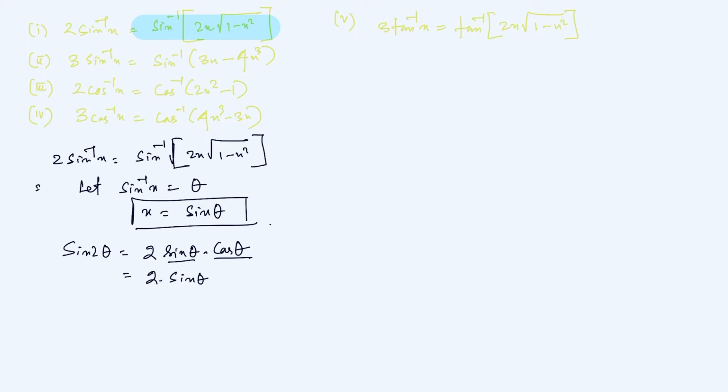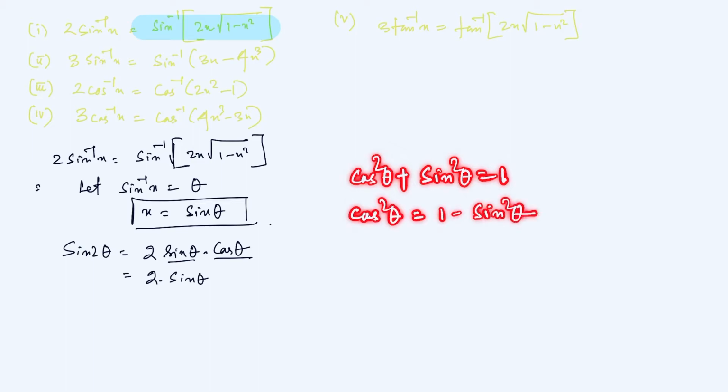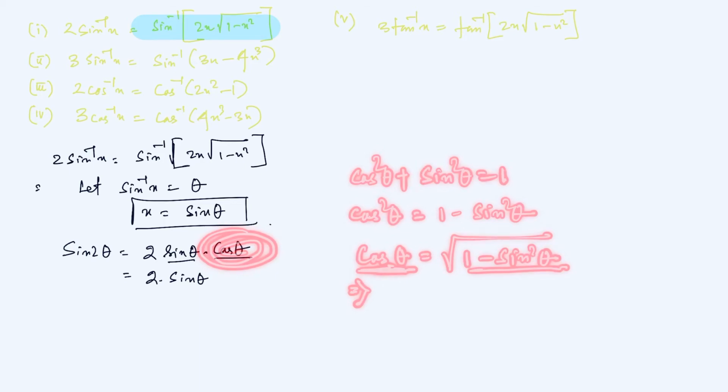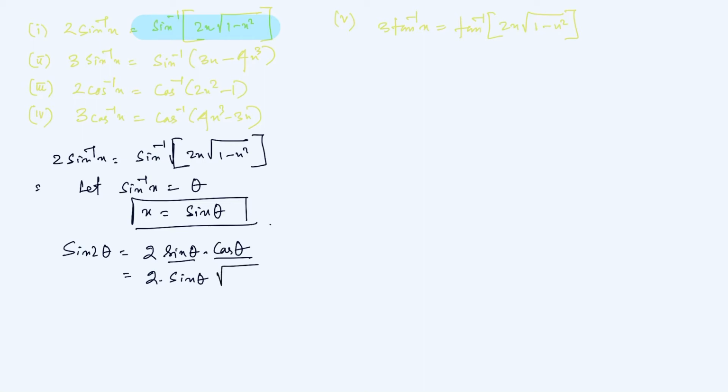We know from the formula cos square theta plus sine square theta is equal to 1. So cos square theta will be equal to 1 minus sine square theta. If we remove this square, it is going to be under square root 1 minus sine square theta. So instead of cos theta, we can write under square root 1 minus sine square theta.